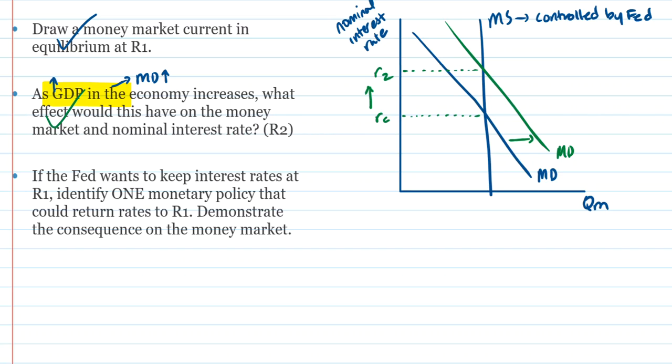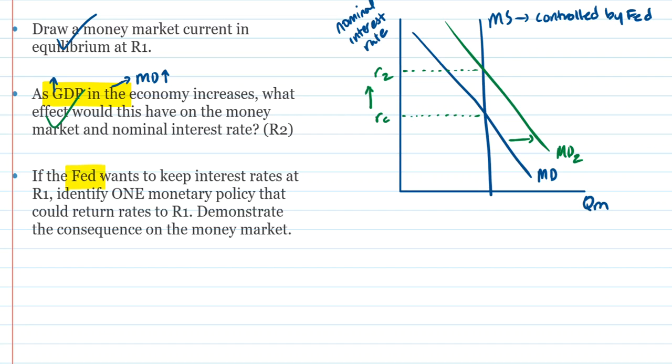And then we get to the part that tends to throw students for slightly more of a loop. I think the piece here is that we have to remember that we are dealing now with MD2, this new money demand curve, and not the original money demand. So if the Fed wants to keep interest rates at R1 or at RE, identify one monetary policy that could return rates to R1 and demonstrate the consequence on the money market.